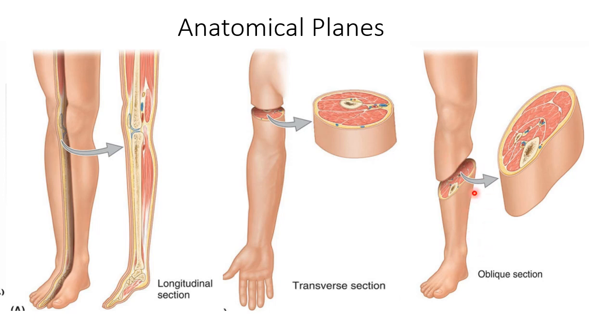Then you have an oblique section. An oblique section is one that is not sectioned in a longitudinal manner or transverse manner, but is sectioned in an oblique or diagonal manner. So this is one of the manners or planes.